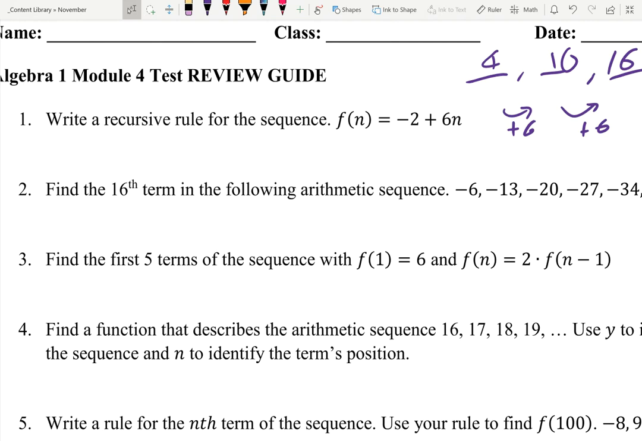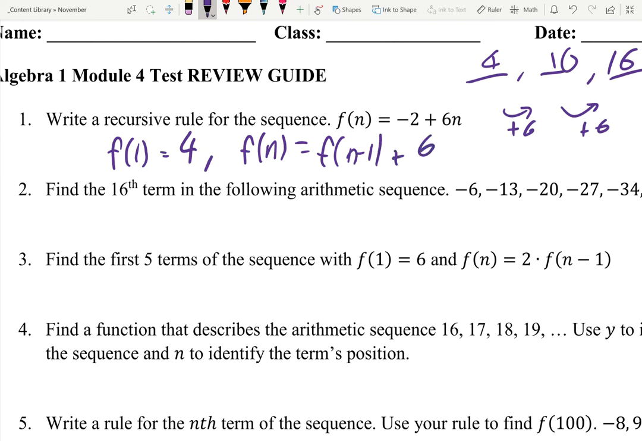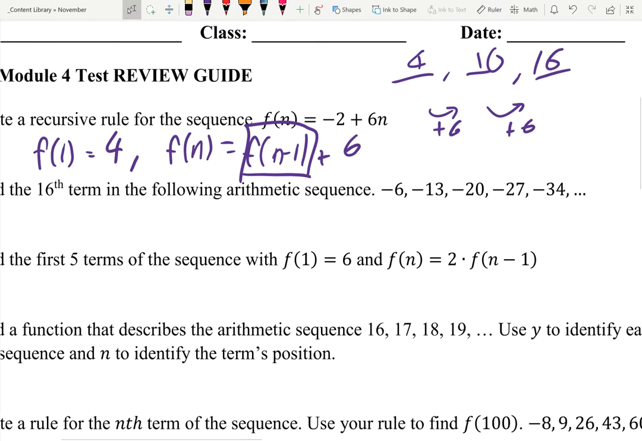So the recursive rule would state first f of 1 equals 4. That's just saying that the first term is 4. And then our function would be f of n equals f of n minus 1 plus 6. So what this recursive rule is stating is that this right here, remember, this is our box, states the previous term plus 6, and that's exactly what's going on here. We're just taking our previous term and adding 6 to it.